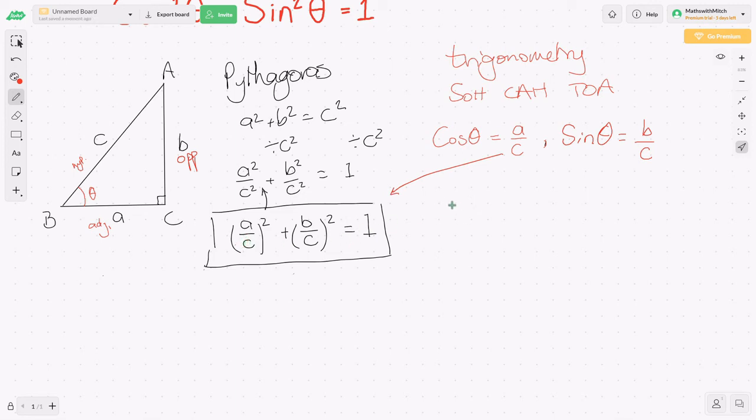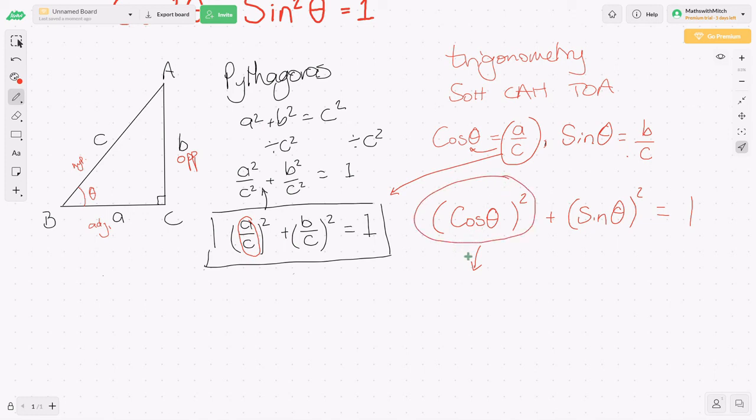And what you'll get as a result, a over c here, you can plug in cos theta. So we now have (cos theta) squared plus, and you can do the same with b over c for sine theta, squared equals 1. However, I've subbed it in there just to illustrate how it works, but the mathematical way of writing that is to say cos squared theta plus sine squared theta equals 1.